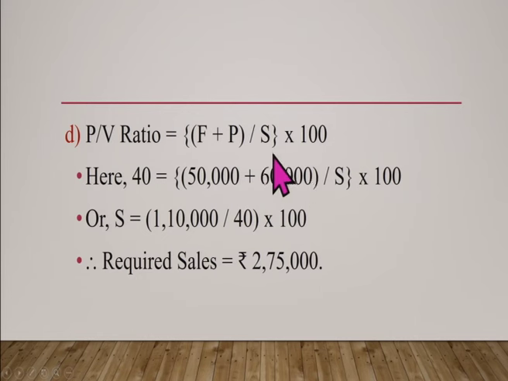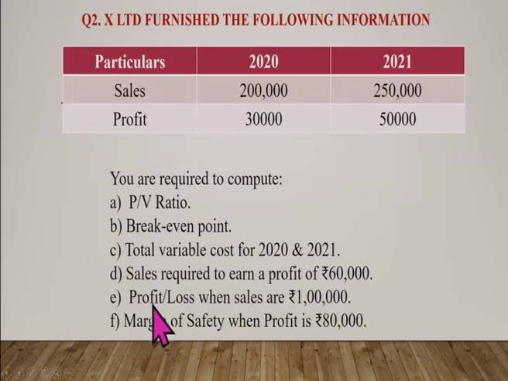To earn a profit of 60,000, we have to sell exactly 2,75,000. When you sell 2,75,000, you will get the 60,000 profit. If you sell below 2,75,000, we are not able to get the profit of 60,000. And next one is the profit and loss when the sales are 1 lakh.